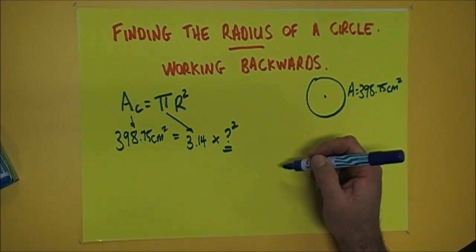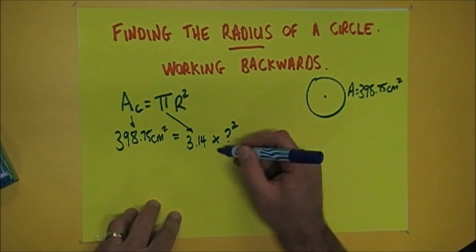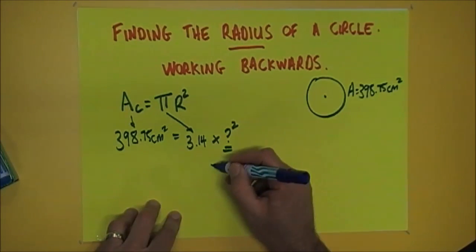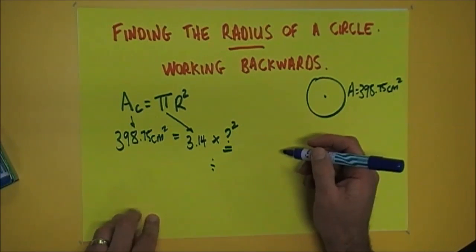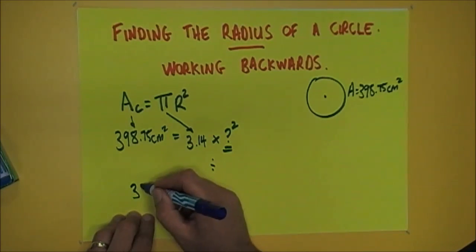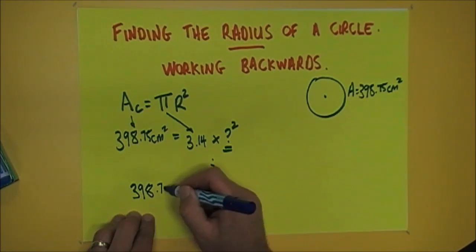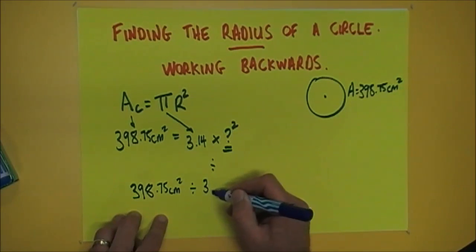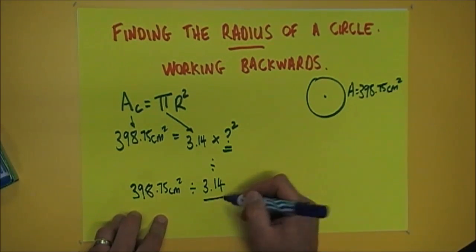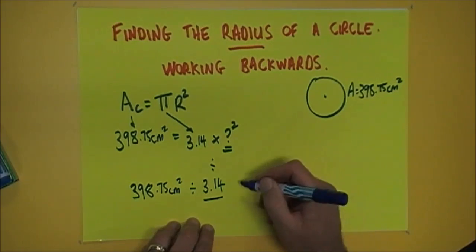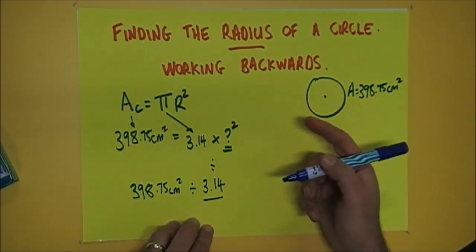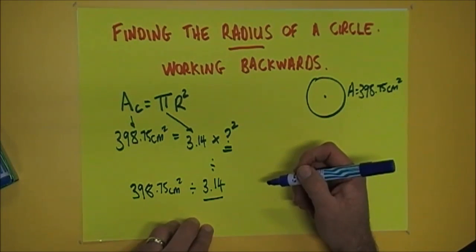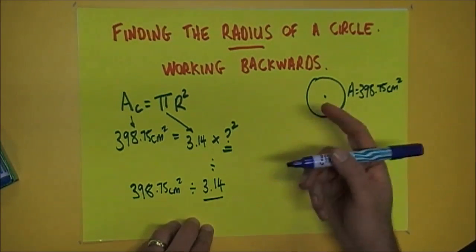Now to do this, I need to think, working backwards, I need the opposite of multiplication, which we all know is division. I need to divide the area by pi. I don't want to divide pi, pi doesn't change. I don't want to split pi up at all. Now I'm going to use a scientific calculator to work this out, and I'll show that to you now.